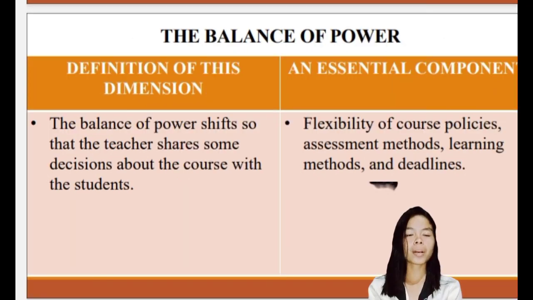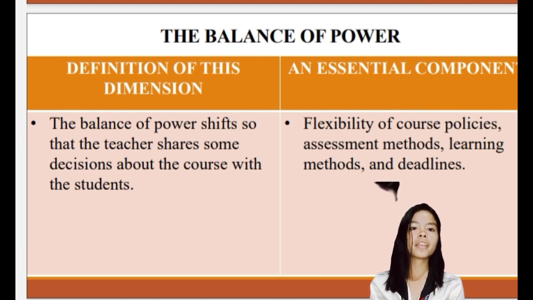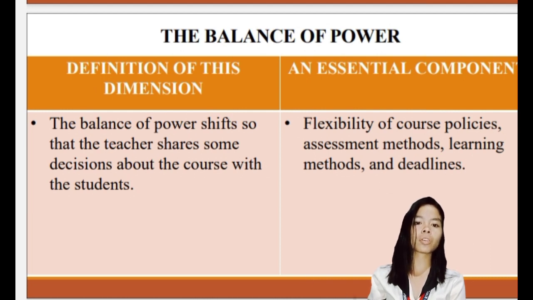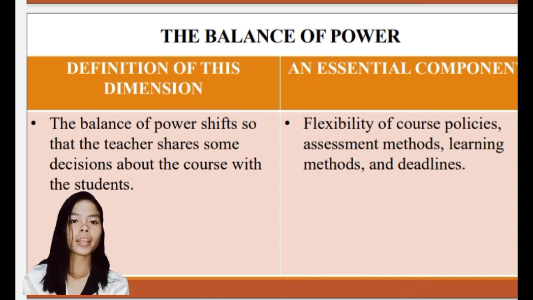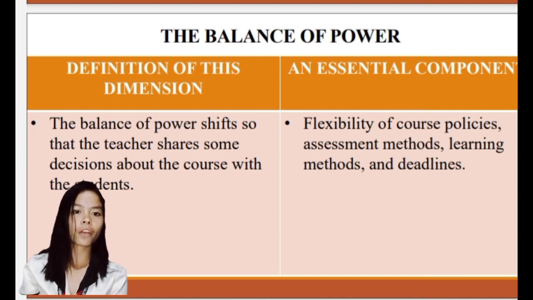And the last dimension of learner-centered teaching is the balance of power. The definition of this dimension is that the balance of power shifts as the teacher shares some decisions about the course with the students. Then an essential component of this dimension is flexibility of course policies, assessment methods, learning methods, and deadlines.